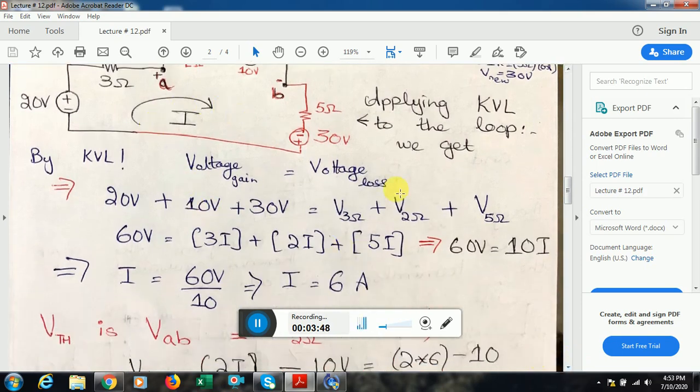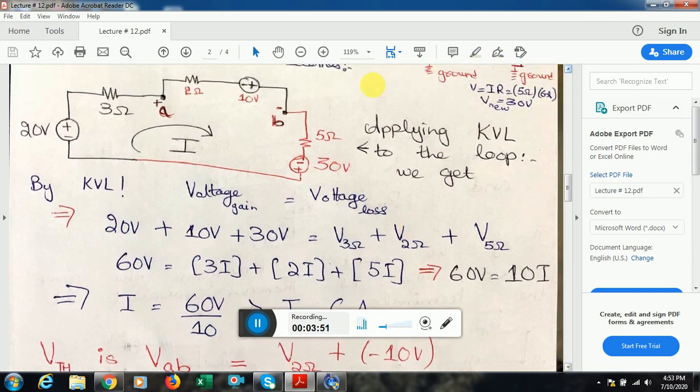What I can do is find the current in this series circuit by applying Kirchhoff voltage law. By Kirchhoff voltage law, you know that the voltage gain across the circuit is equal to the voltage loss across the circuit. While traversing the circuit, this is 20 volt and I'm going from low potential to high potential, so that's why it will be a voltage gain. Now I come here and this 10 volt, we are also going from minus to plus, low potential to high potential, so it is also a voltage gain. And finally the last battery, which is 30 volt, while traversing this I first encounter the negative terminal and then the positive terminal. Negative is the low potential and positive the high potential, so it will also be a voltage gain.